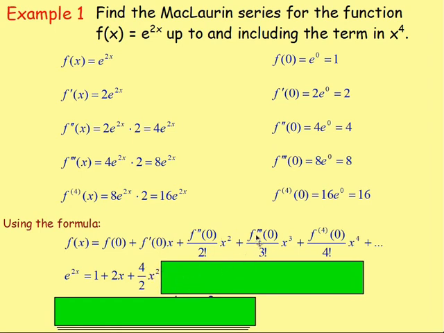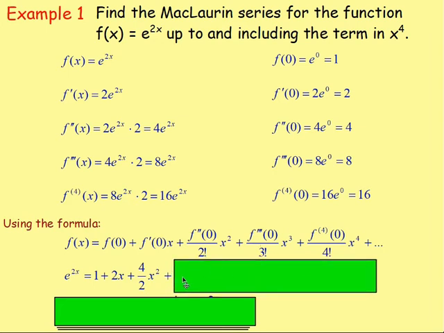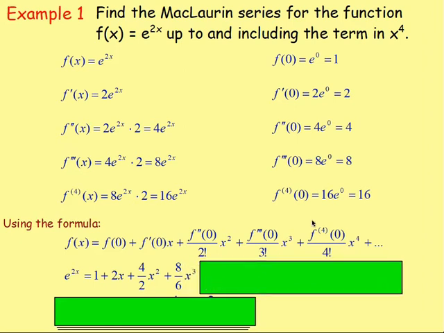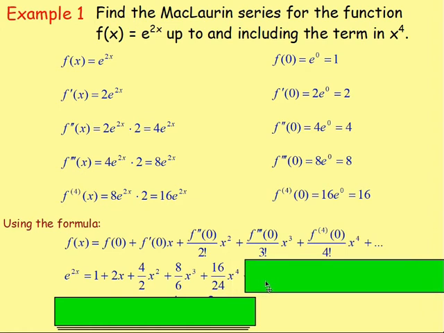We can keep on going. The third derivative, f triple dash 0, is going to be 8. So that's going to be 8 over 3 factorial. 3 factorial is 3 times 2 times 1, which is 6. So we're going to have 8 over 6, and then x cubed. The fourth derivative, when we replace x with 0, was 16. So that's going to be 16 over 4 factorial. 4 factorial is 4 times 3 times 2 times 1, which is 24, and so on.